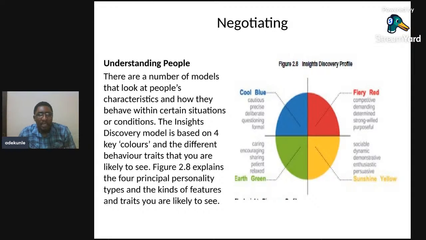Then, how do we understand people? From this chart, you can see the different characteristics of people. You have the cool blue people, the fiery red people, the sunshine yellow people, and the earth green people. You can look at that in the principle of how you act, what you do, the four temperaments of an individual. The fiery red can be a choleric person, competitive and demanding. Then you can have the sunshine yellow person.